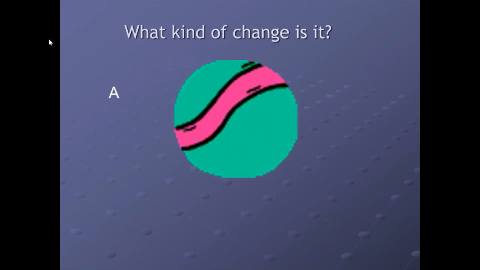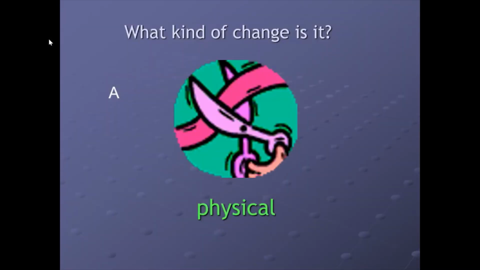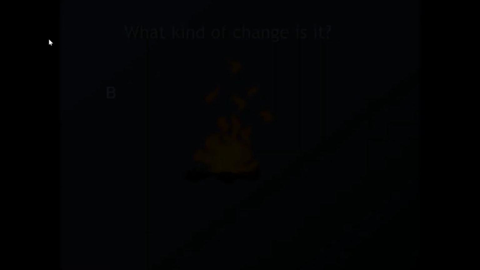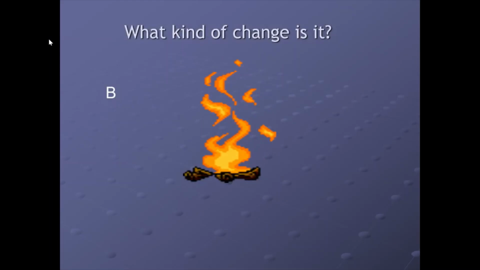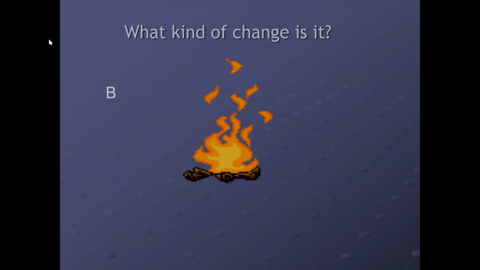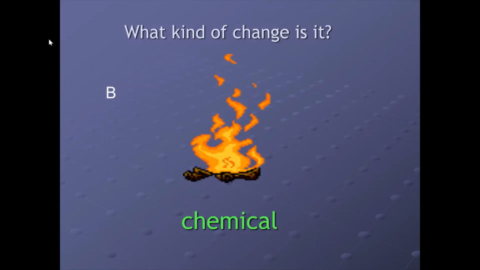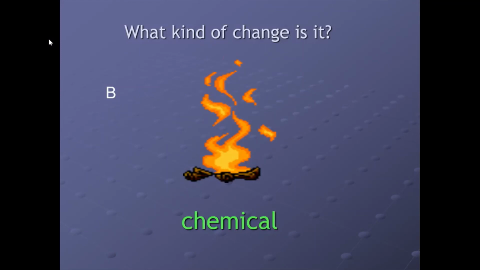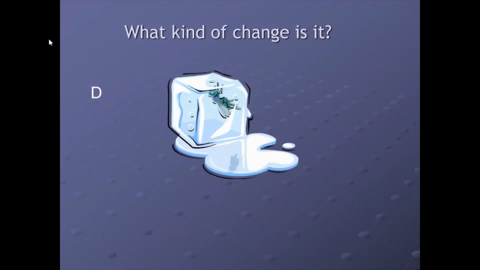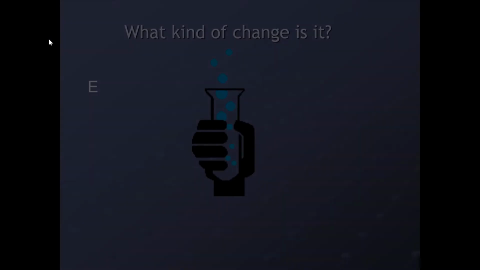So, really quick, what kind of change is this right here? If you answered physical, right, this is a physical change. What kind of change is this right here? If you answered chemical, you're right, this is a chemical change. And what kind of change do you see here? If you answered physical, then you're right, this is a physical change. Right, it's going from a solid to a liquid.